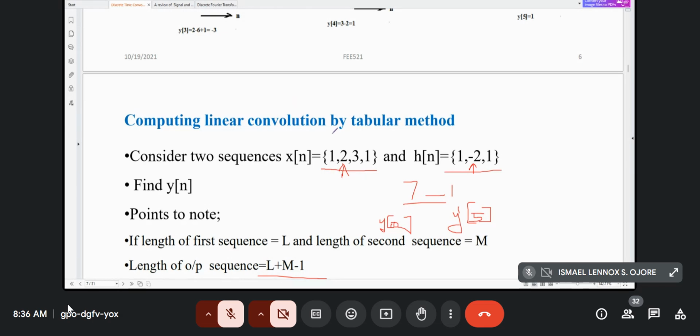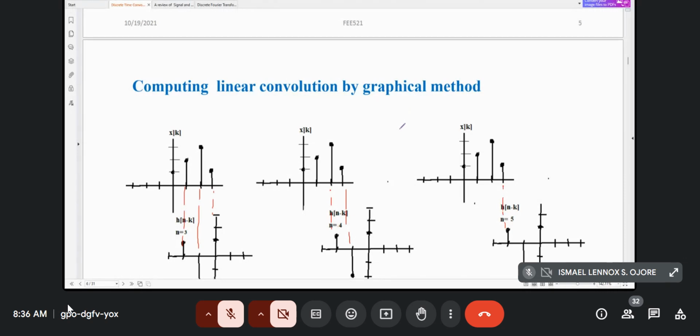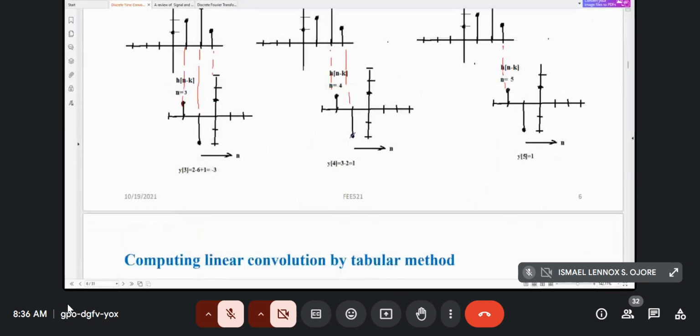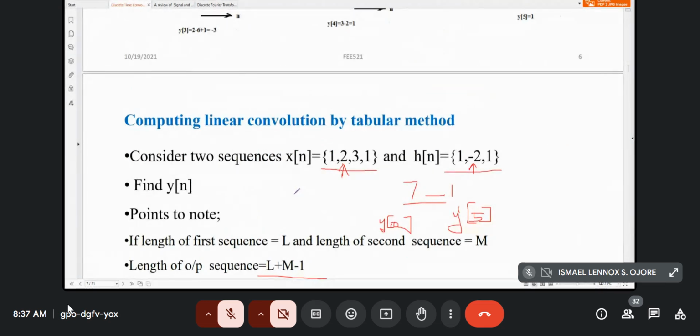So for linear convolution, we will learn those two methods, the tabular and the graphical. What I normally do is we just look at what is in the notes. Later we'll come back and for 1 hour, we can do more examples of this. Then, that is linear convolution.